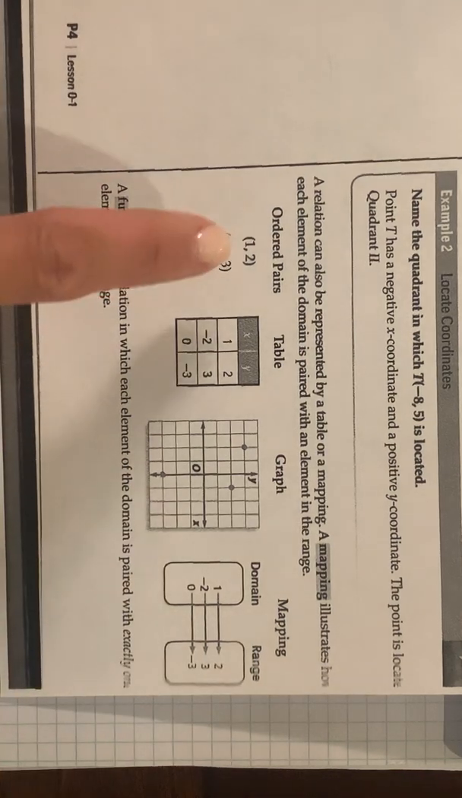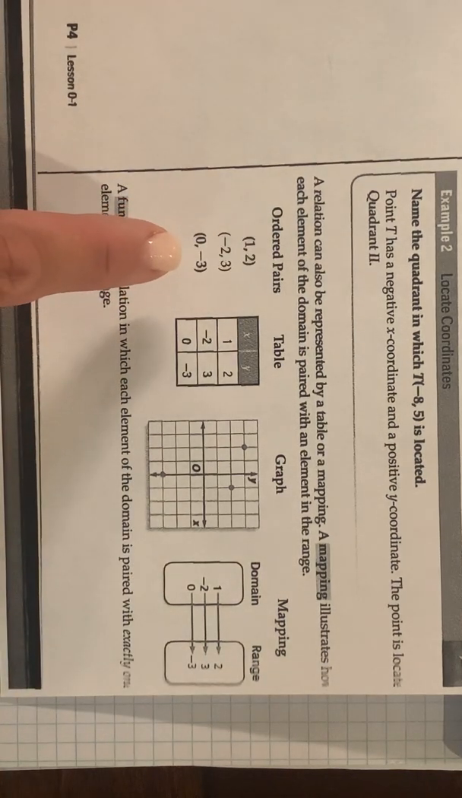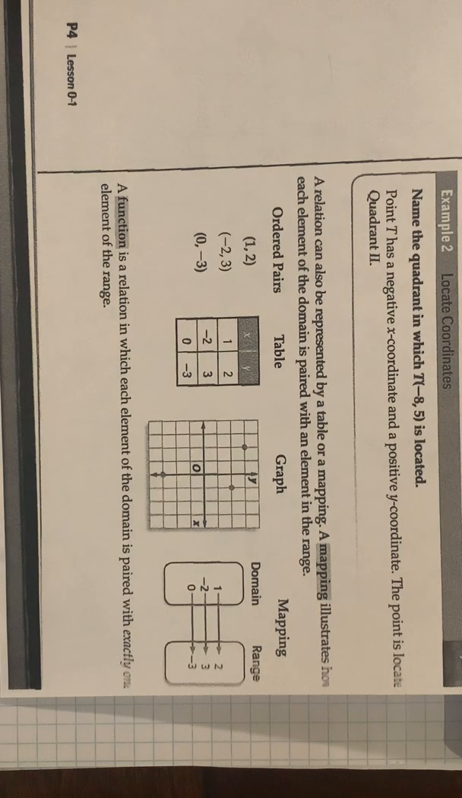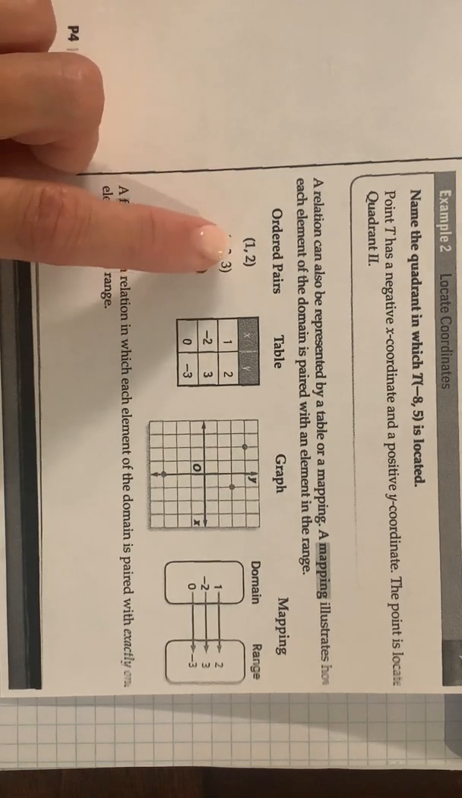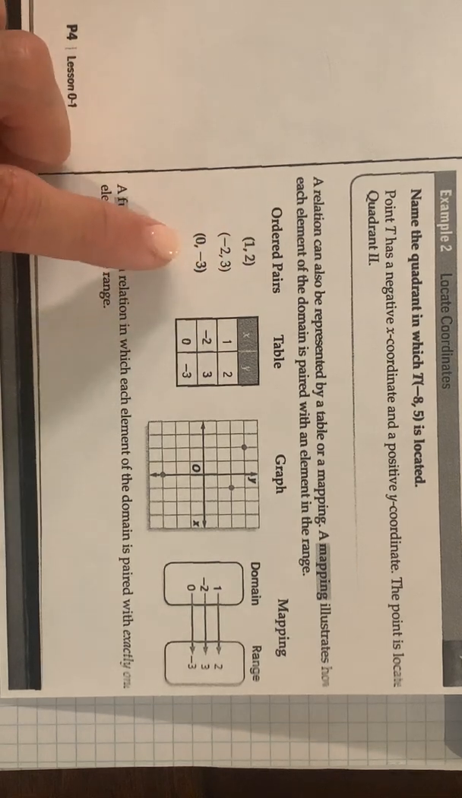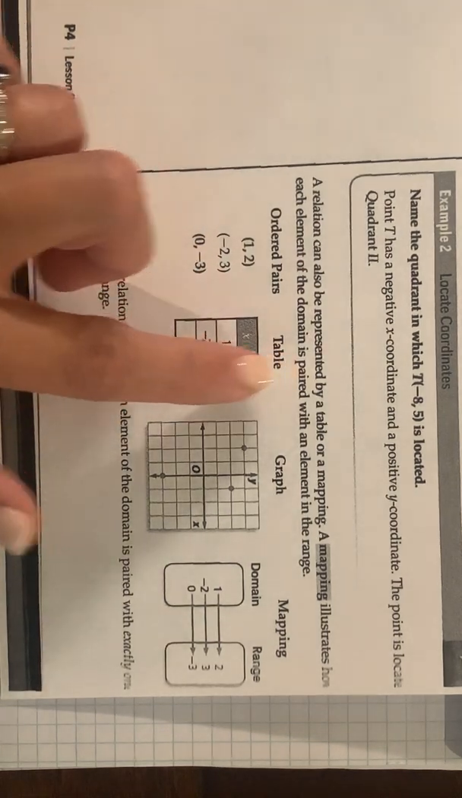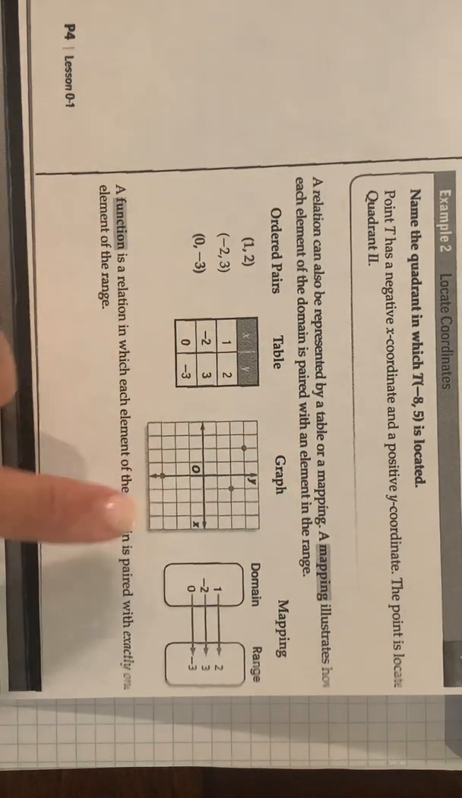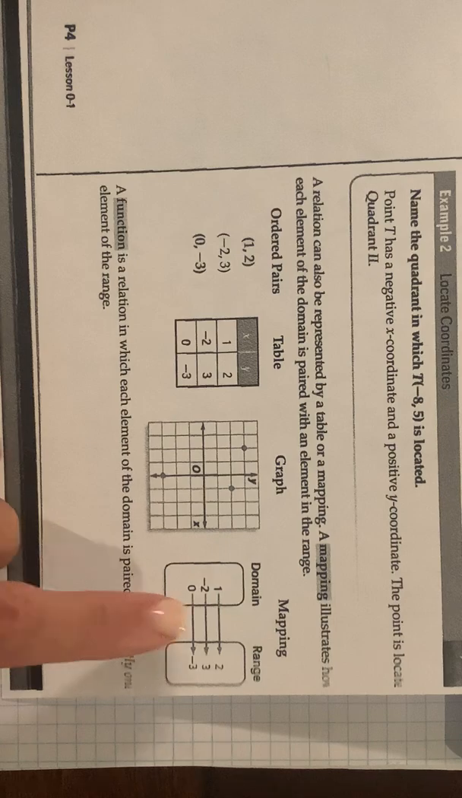This is taking the same 3 coordinate pairs and representing it 4 different ways. So as you can see, we have the ordered pairs 1, 2, -2, 3, and 0, -3. If I wrote that as a table, if I plotted those on a graph, and I list them as what's called mapping.